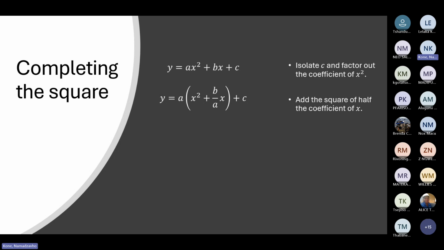Thank you so much. Now let me repeat this quickly. I am saying for us to have what is inside as a perfect square, we need to add half the coefficient of x.